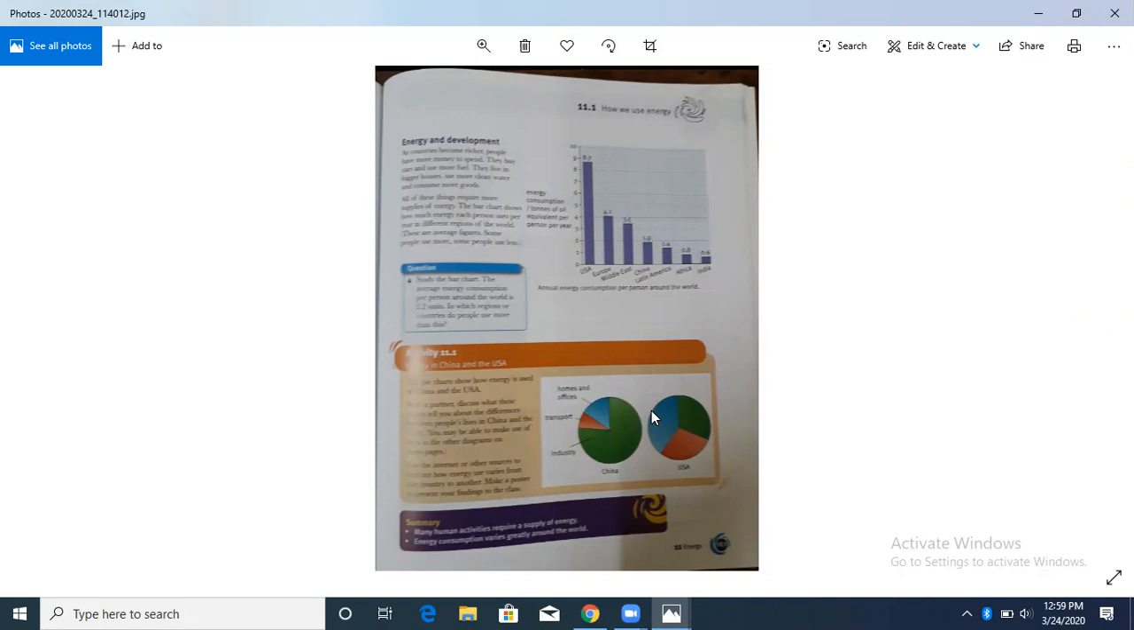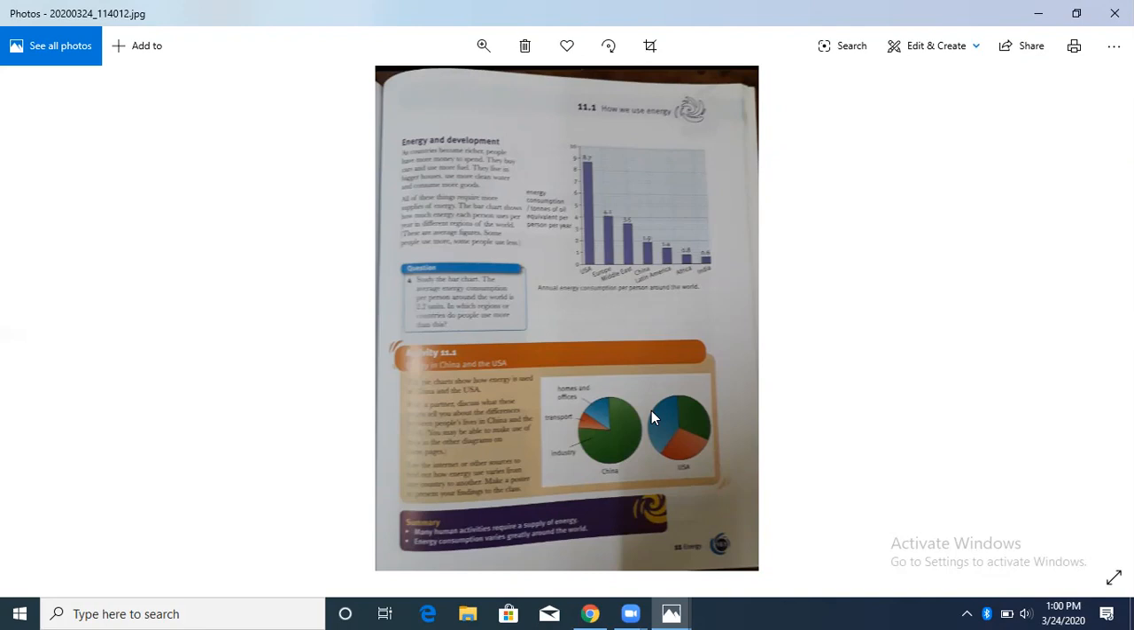They use 75% of their energy for industry. Nowadays we get more products from China because they make more products. 75% of their energy is used in industry, in factories for making new products. Only 25% is used in their homes, offices, and transportation. Most of it is spent in the industry field. What is the benefit? They can make more products and sell them all over the world. So that is the pie chart.